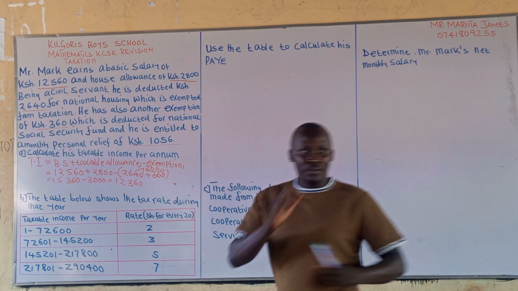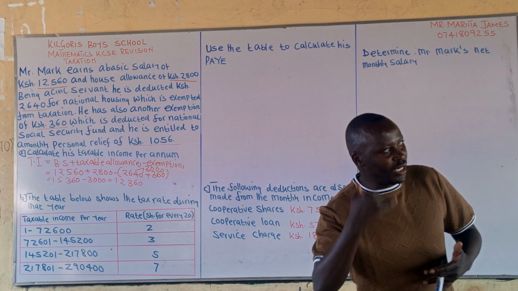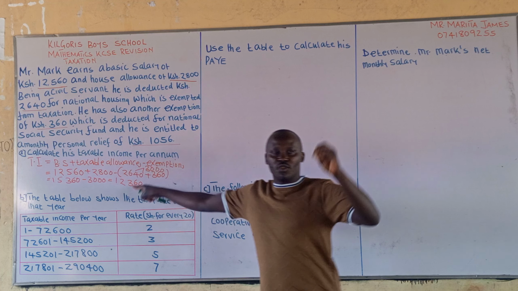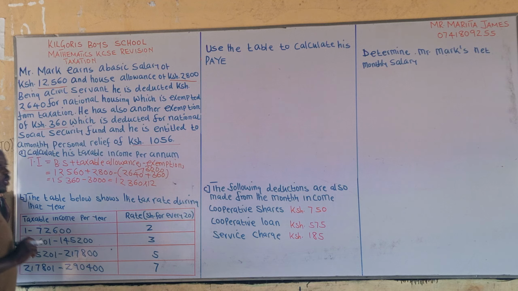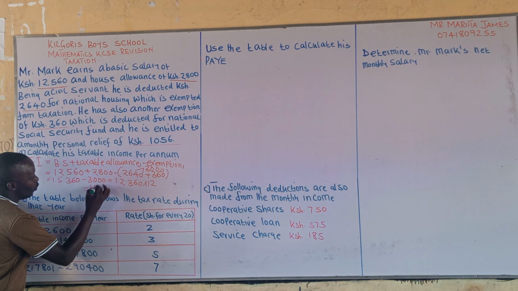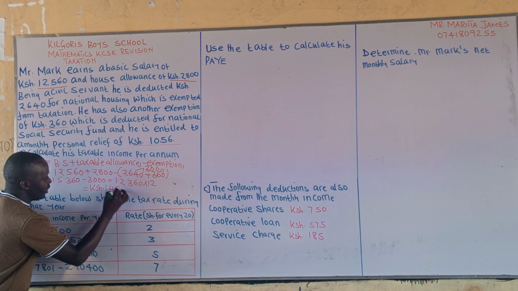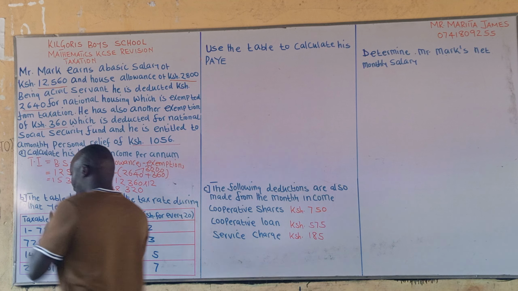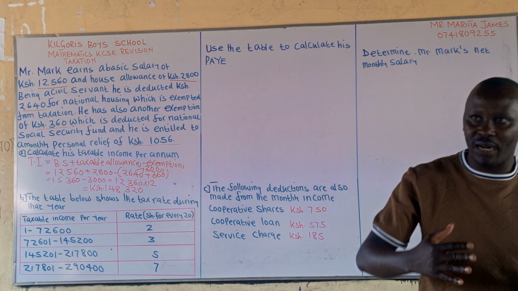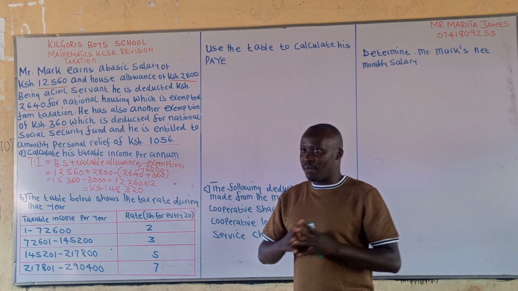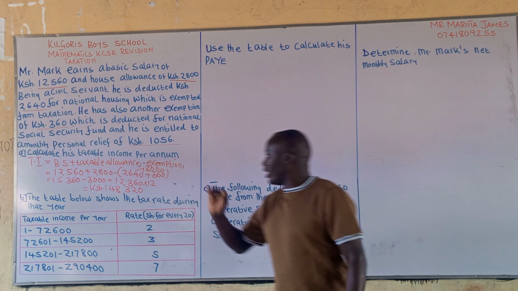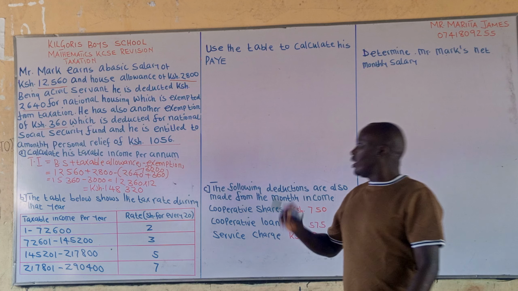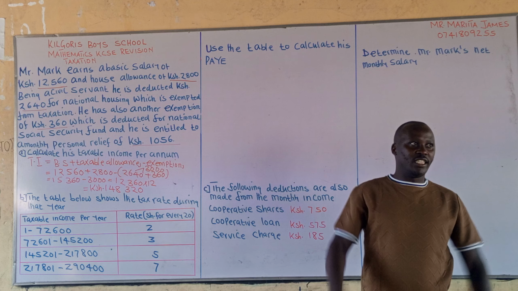This one is per month. Remember, our question is asking us to calculate the taxable income per annum, and this amount is only for 1 month. So per annum, we multiply this by 12 months to get the taxable income per year, which is Kenya shillings 148,320. The taxable income of Mr. Mark per month is 12,360, so to convert that to per year, we get 148,320.